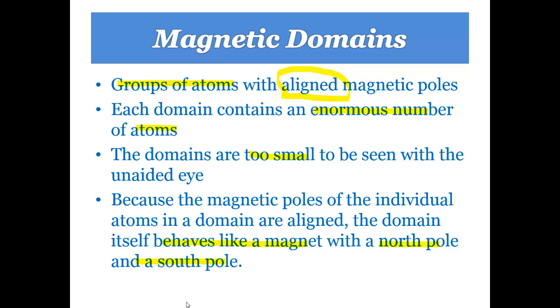And so the domain has to act one way in order for it to be a magnet, and it has to act another way in order for it to not be a magnet.